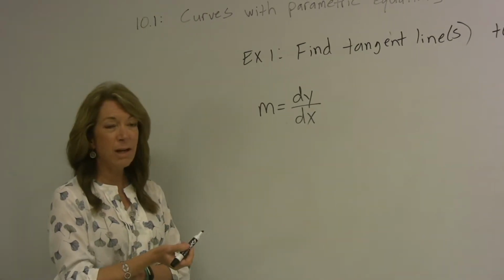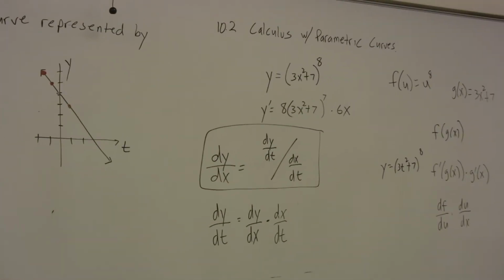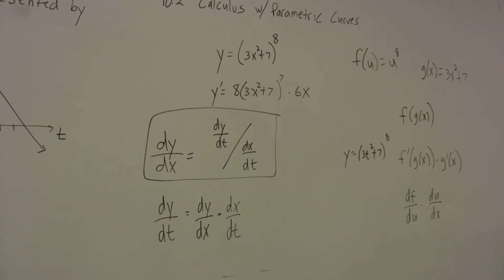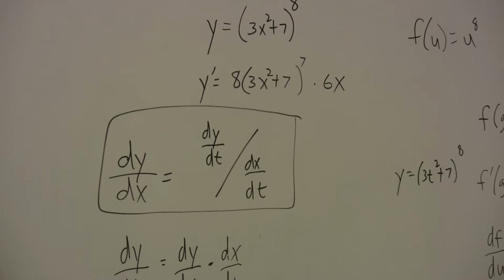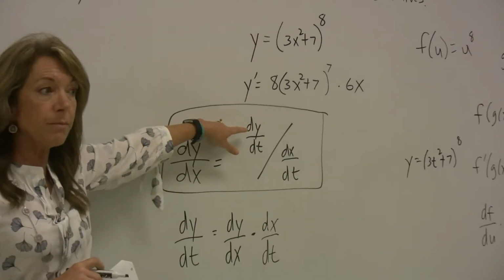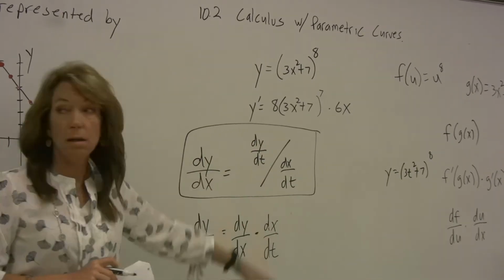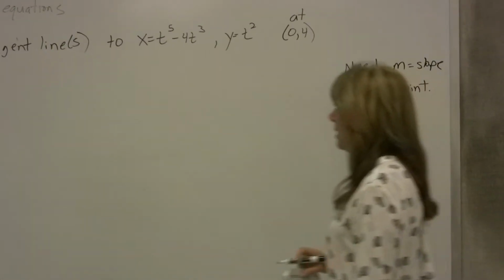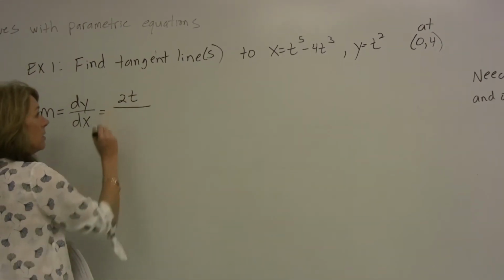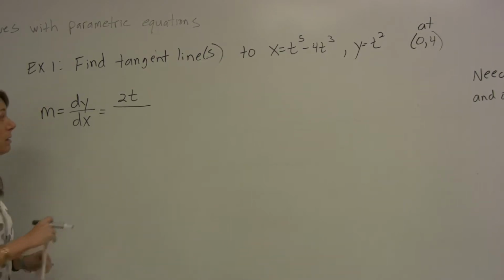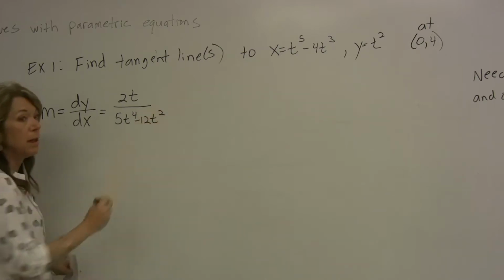Okay, so we just came up with that equation over there on how to find the derivative. What am I going to do? Derivative of y with respect to t divided by the derivative of x with respect to t. So the derivative of y is 2t. Derivative of x, 5t to the fourth minus 12t squared.